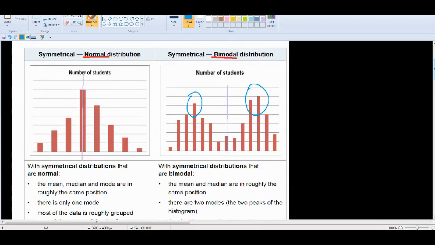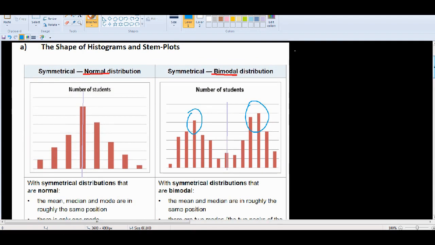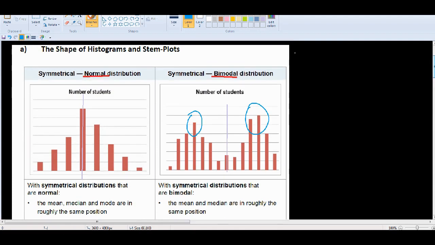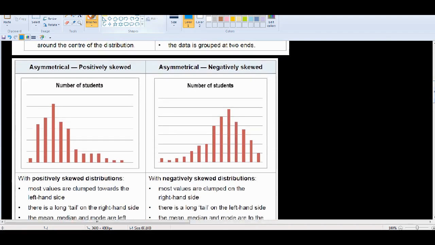So that's symmetrical. How about if the data is not symmetrical, is asymmetrical, then we call them skewed. You see the word skewed. There are two types of skewed. One is positive, the other is negative.